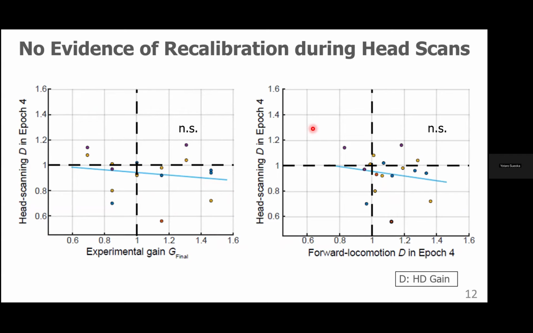Okay, so this sort of points to a scenario in which in epoch 4, when the animal's running, the head direction ring has a specific gain, but then once it pauses and looks around, it instead exhibits a gain of 1 instead of the recalibrated gain during locomotion.